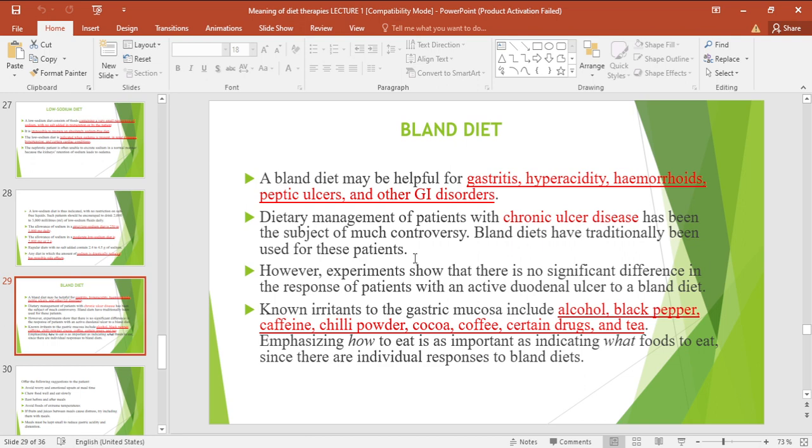You have to make sure that some irritants to the gastric mucosa, including alcohol, black pepper, caffeine, chili powder, cocoa, coffee, certain drugs, and tea, have to also be minimized. And you have to emphasize on how to eat. It's also very important because it may indicate what foods to eat since there are individual responses to bland diet.